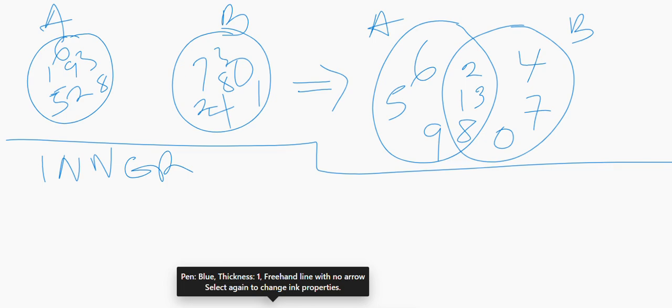You get it? Now, let me explain this in terms of a table. Look at circle A as a table.